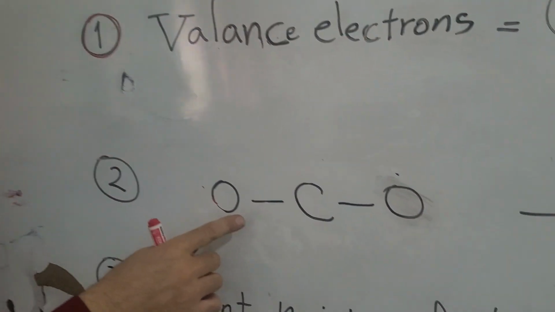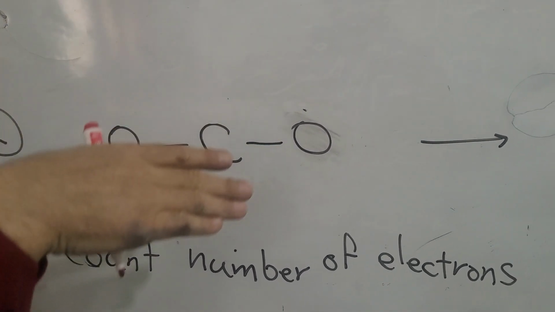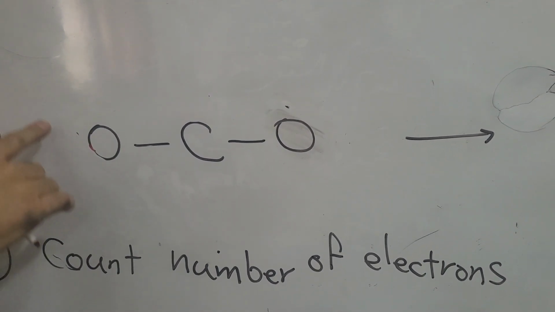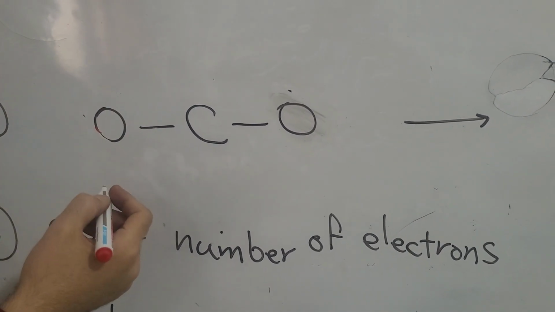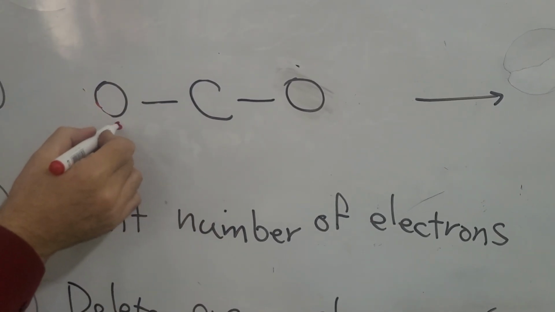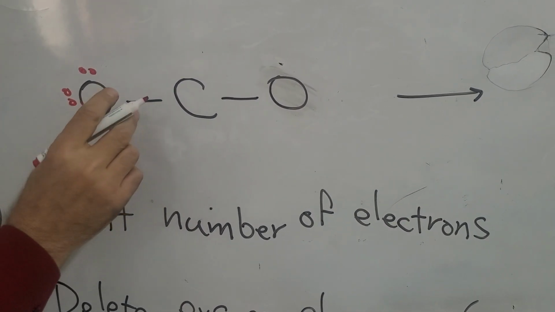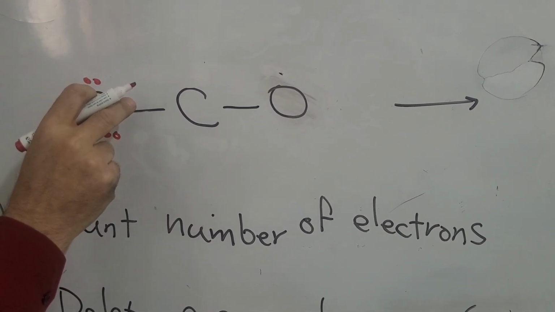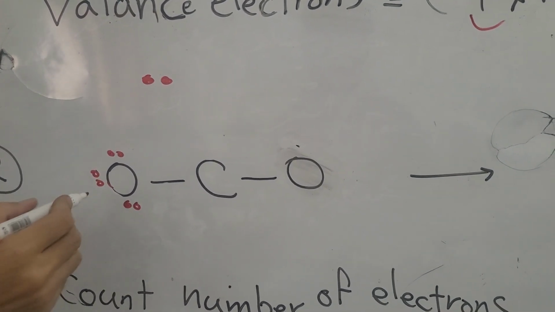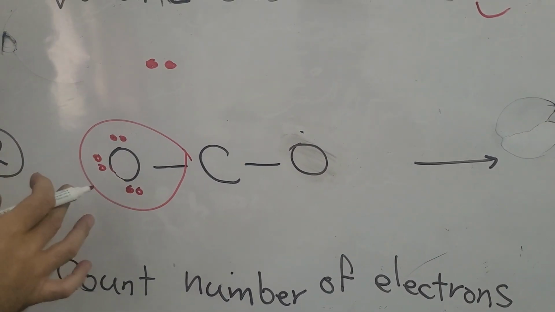Each line is two electrons. I have here one line at minimum, a single bond or simple bond between atoms in the first step. And I add lone pairs to complete this structure. So I add here, because around oxygen we have one pair, okay? So oxygen is going to follow the octet rule, okay?